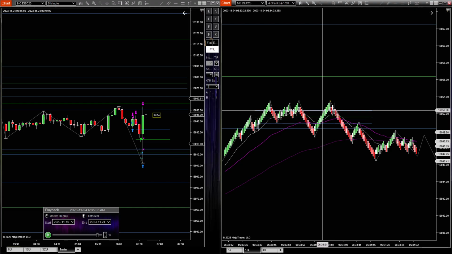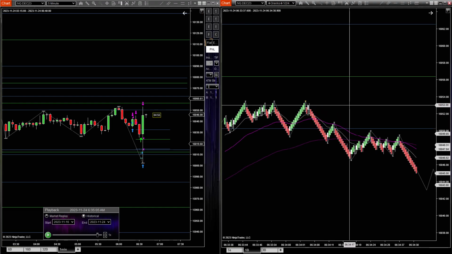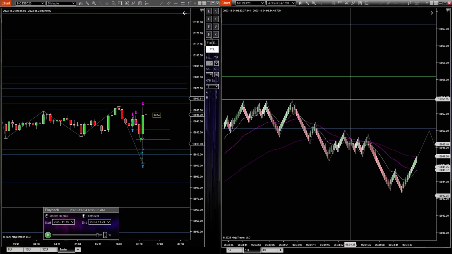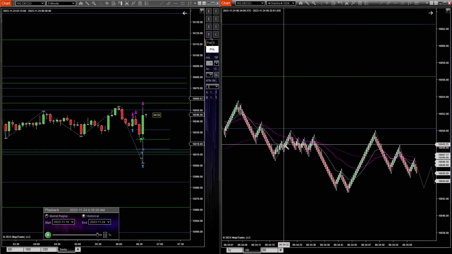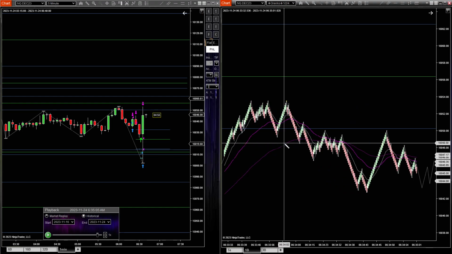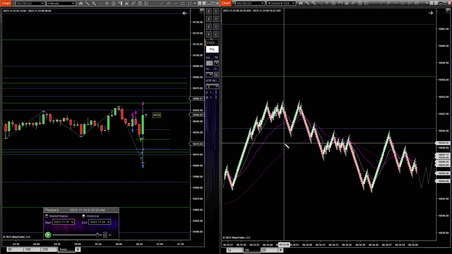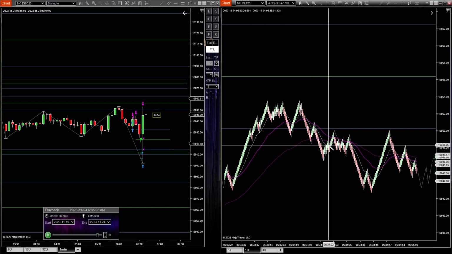So now after it broke below, look for the sells here. And you can see it worked. Of course, we know it works. You know, there was a long here, but it's too early to be longing.